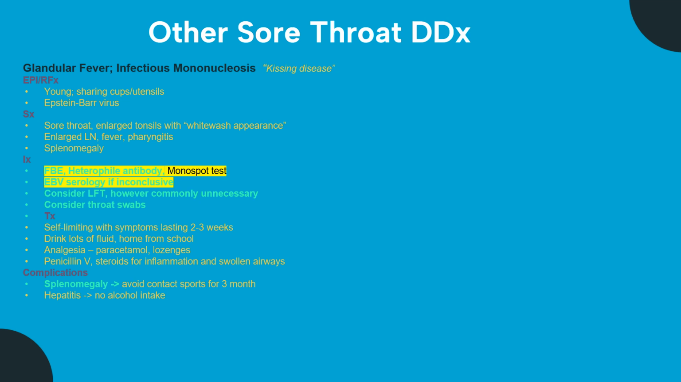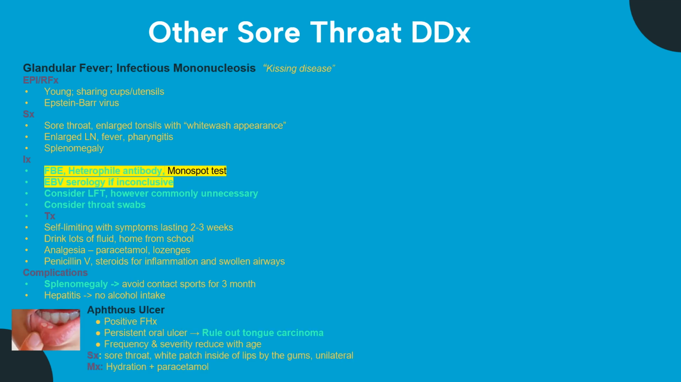You can also get hepatosplenomegaly as well, which can be quite upsetting in some cases, because you can get things like hepatic insult, and in some cases, due to the splenomegaly, you can get a ruptured spleen. So that's why you want to tell people to avoid contact sports for 3 months afterwards.